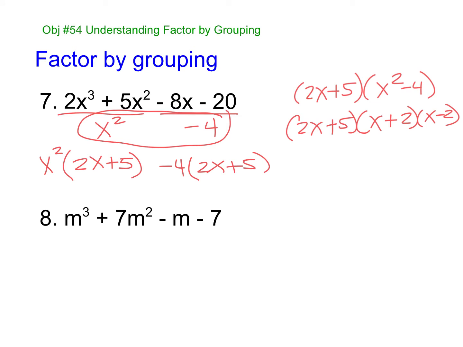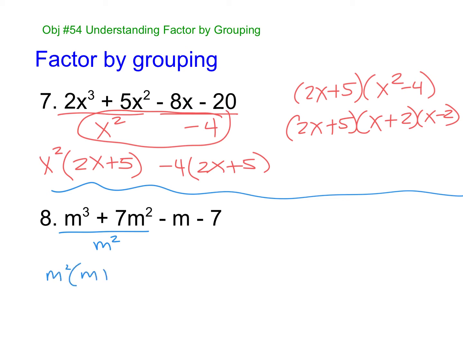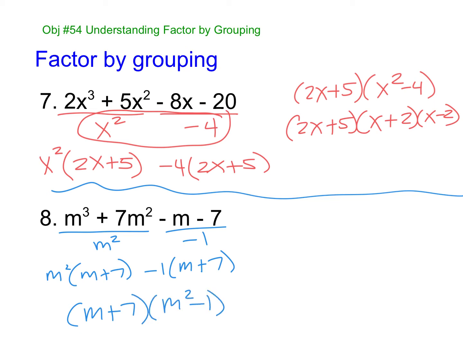And then number 8, again, same process, nothing different about it. It's actually going to be really similar to number 6. So we got our m squared times m plus 7. And then what's the GCF for negative m minus 7? Minus 1, because that makes it plus 7. Take that m plus 7 out, and we're left with m squared minus 1. And then last we have our difference of squares. M plus 7. M times m is m squared, plus 1, minus 1.